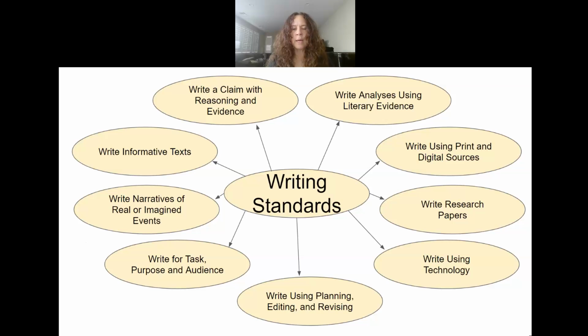So these are the writing standards for college and career readiness. The first one says to write a claim with reasoning and evidence. So in other words, make an argument or make a point and then back up that point with some kind of evidence. Usually it's evidence from a study or evidence from another author or evidence from a book or piece of writing. And you would use quotes or you would paraphrase, meaning say the same thing in your own words, to support your claim.